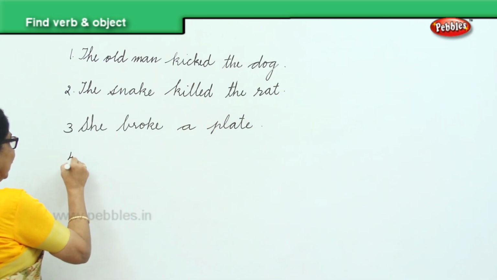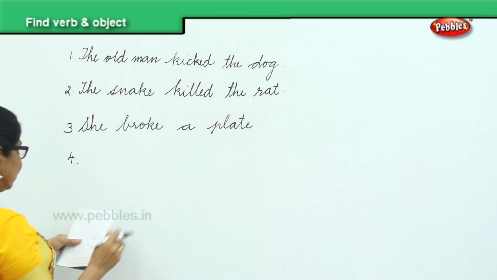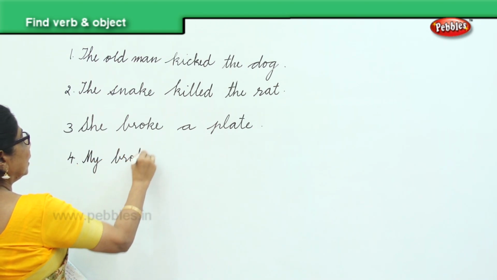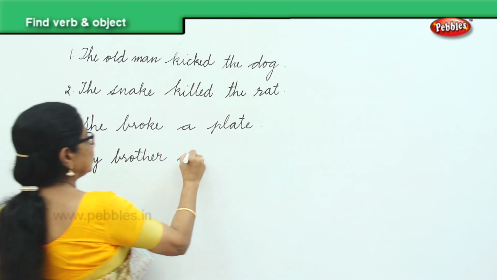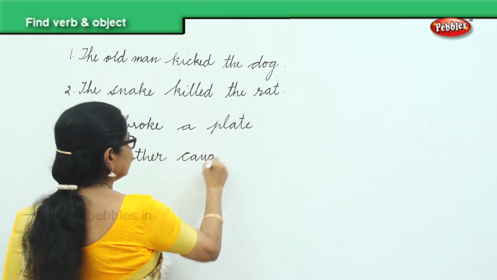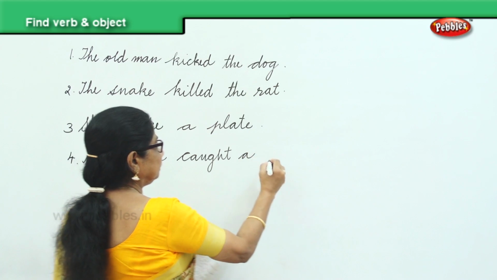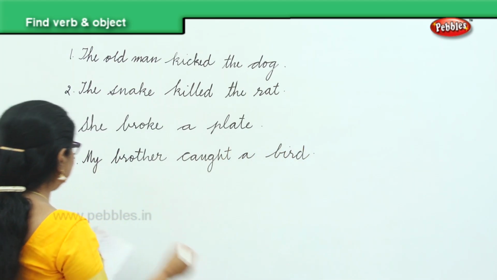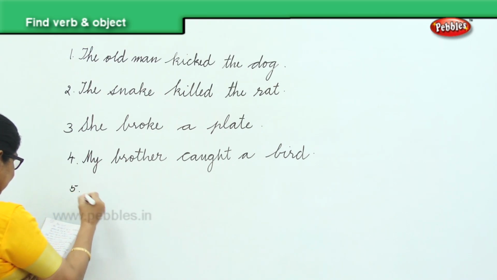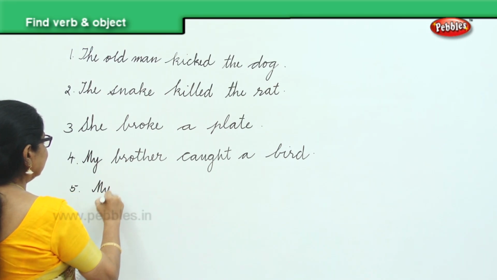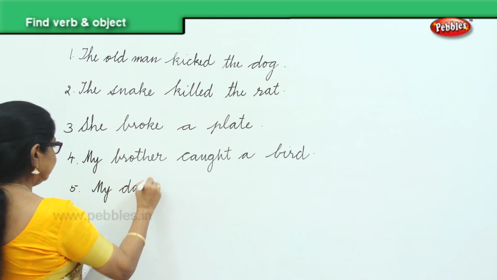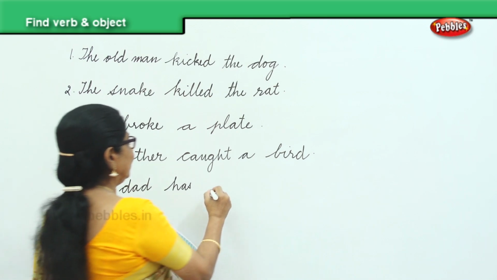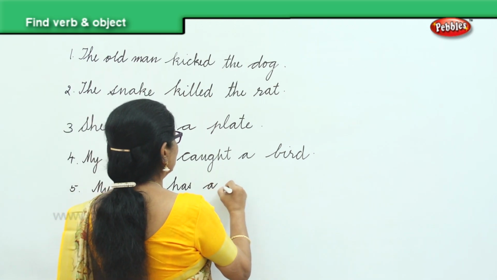And then you have another sentence here. My brother caught a bird. And finally, I have another sentence. My dad has a dog.